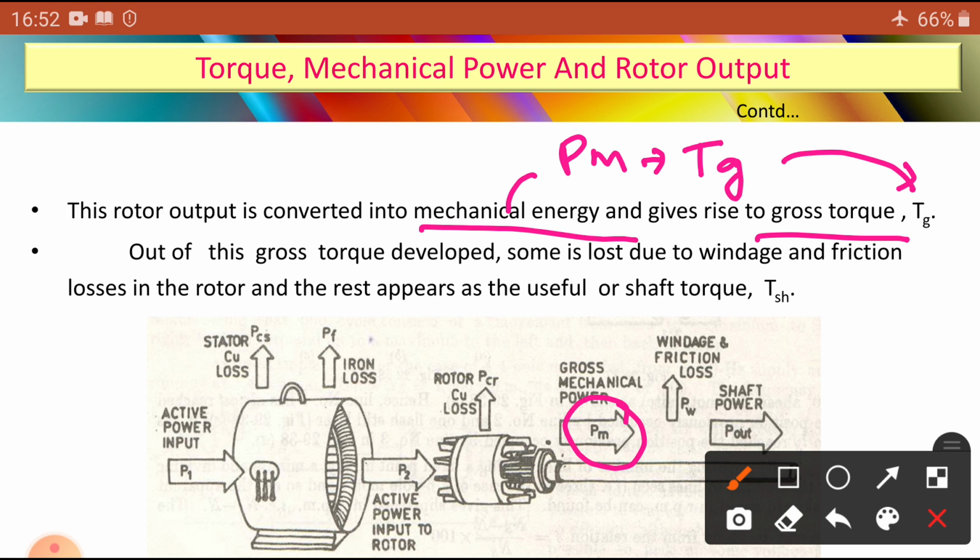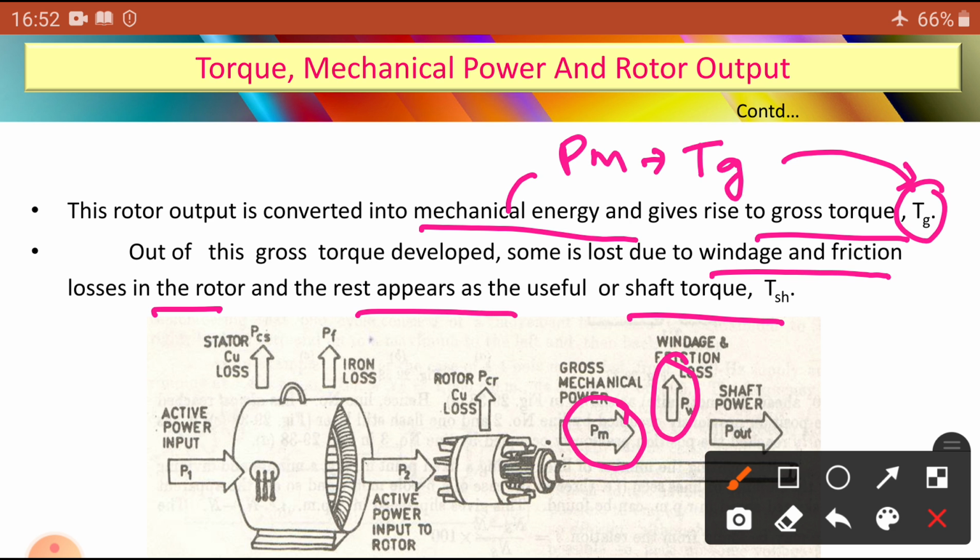Out of this gross torque developed, some is lost due to windage and friction losses. So from this torque, some torque is lost in the form of friction and windage losses, and the rest appears as the useful shaft torque, Tsh, which is ready to take the load. This is the final torque available at the shaft.